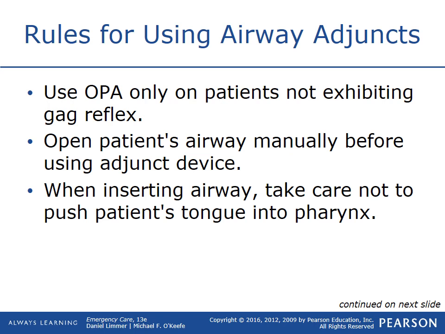Use an OPA only on patients that don't have a gag reflex, because this goes back in behind the tongue and holds the tongue forward. So you have to open the patient's airway manually before using the adjunct device. So you need to open it with the jaw thrust or the head tilt chin lift. When you put the airway in, take care not to push the patient's tongue back into the throat.